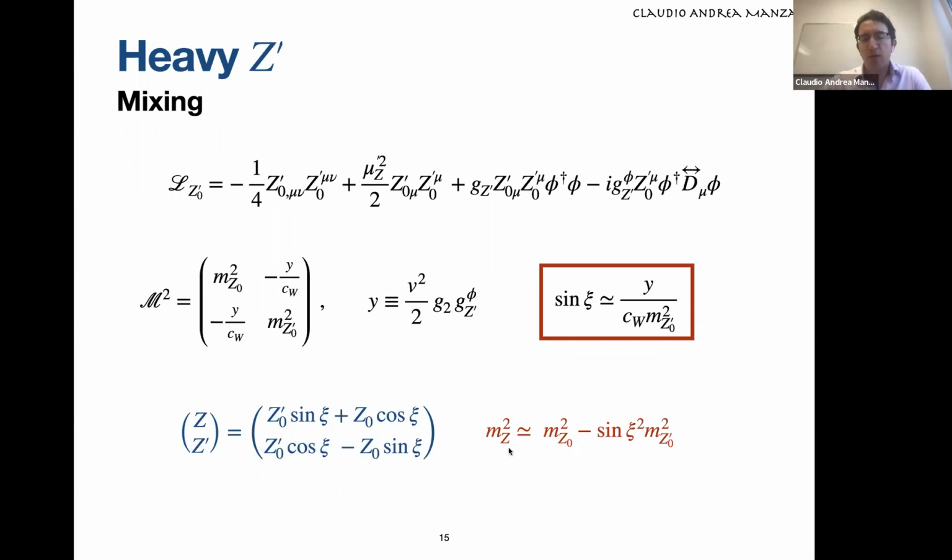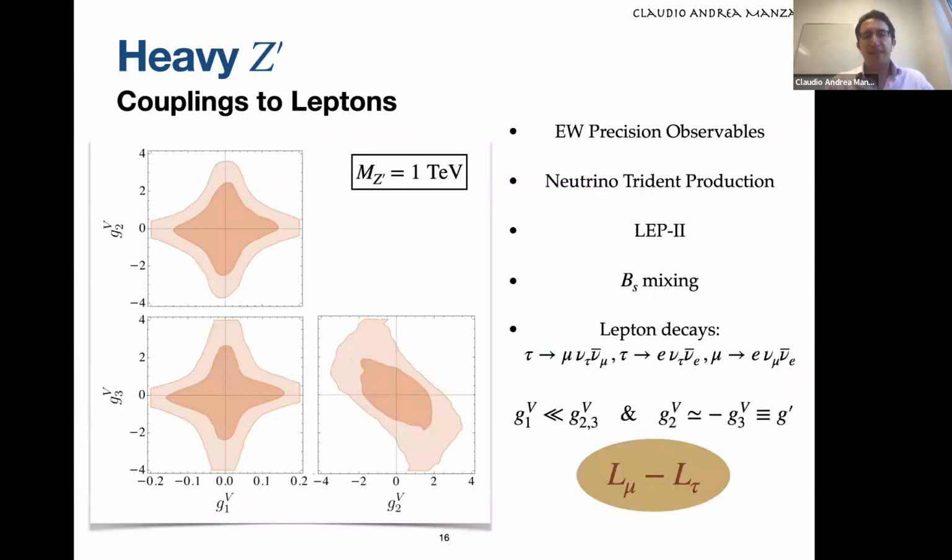Here, in particular in red, this will be important for the following. You can see how the mass of the Z eigenstate is modified with respect to the standard model one in terms of the mixing angle and the mass of the Z prime field. Okay. So we are ready now, we have all the ingredients to start looking at data. And first of all, since we have a Z prime coupling to leptons, we include electroweak precision observables, data from neutrino trident production, bounds on four-fermion operators obtained by lepton, B_s mixing, since we have a coupling to a b and an s quark, and then data on lepton decays.